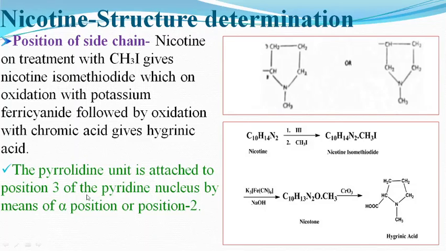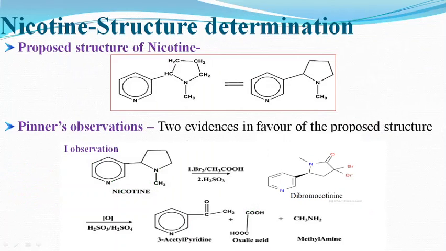So for the pyridine, we already know the formation of pyridine carboxylic acid reveals the position 3 of pyridine, and now this hygrinic acid reveals the position 2 of the pyrrolidine ring, which is attached to the pyridine. Now the proposed structure of nicotine: this is the pyridine nucleus, and at the third position of pyridine, the N-methyl pyrrolidine nucleus is joined at position 2 or the alpha position. This is the proposed structure of nicotine.